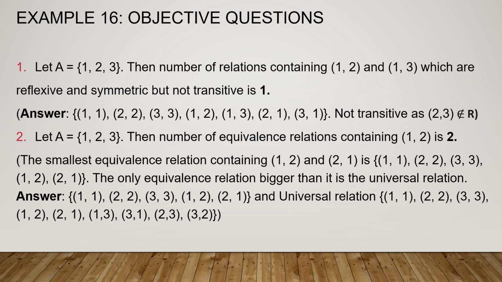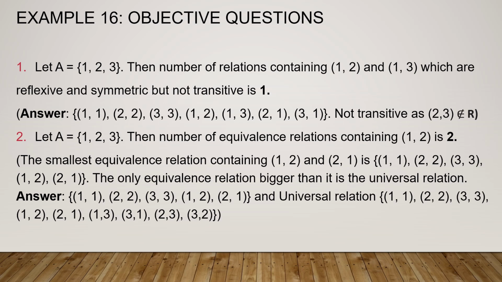But why is it not transitive? Because (2, 3) does not belong to R. Correct? Why? Because you have (2, 1), you have (1, 3). So (2, 3) should also belong to R if it is transitive. But it does not belong to R. So the relation is not transitive. And actually if you check it out, this is the only one possible relation which is reflexive and symmetric but not transitive.